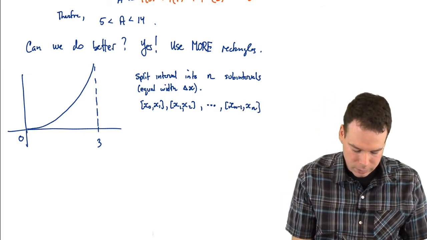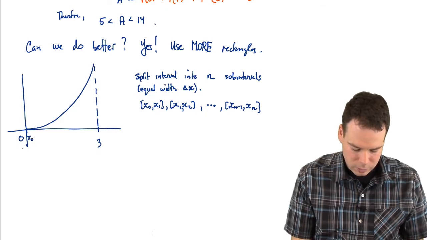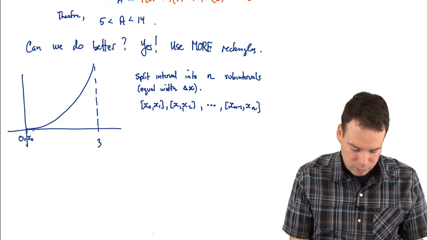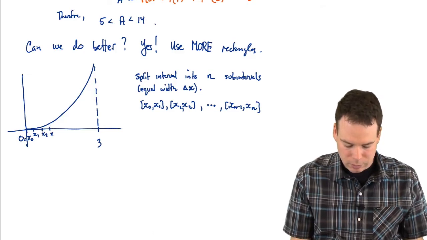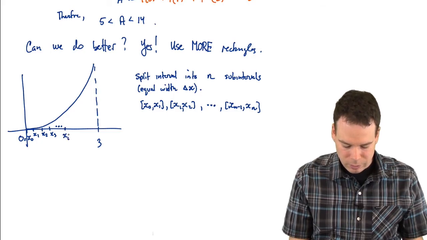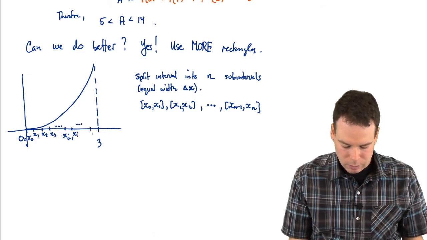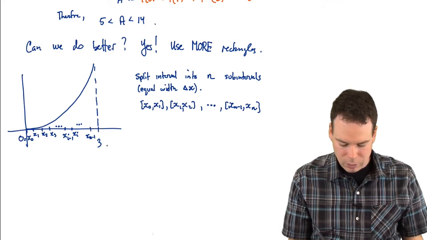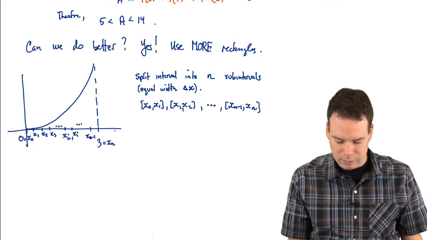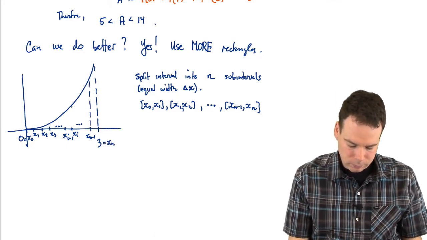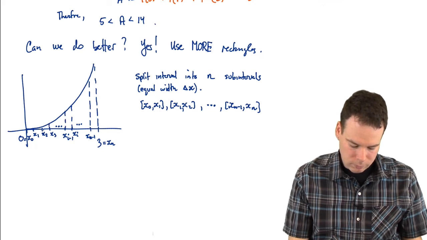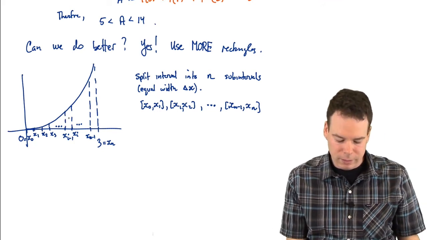So here's what they look like in the diagram. That's x sub 0, which is the same as 0. And then we've got an x sub 1, an x sub 2, an x sub 3, and all the way along. A typical point somewhere in the middle looks like an x sub i minus 1 to an x sub i, and we keep going. The second last point would be x sub n minus 1, and then the last point is x sub n. And so there's our slices.